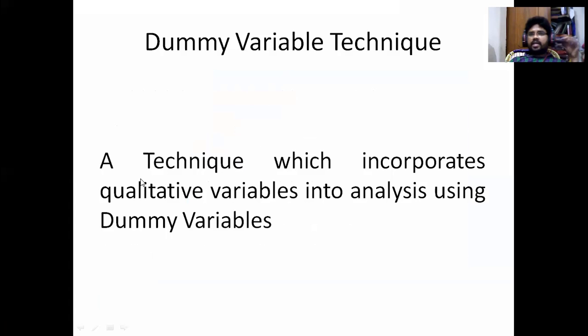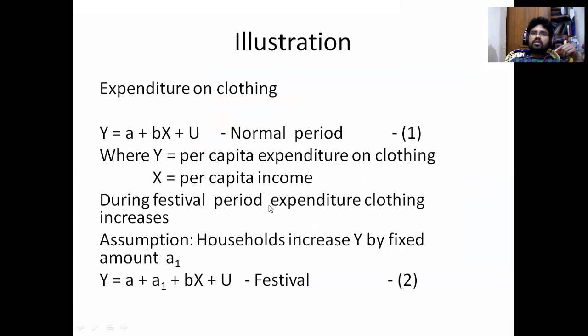The dummy variable technique is a technique which incorporates qualitative variables into the analysis using dummy variables. For example, if you write an equation for the expenditure on clothing, that is Engel's law. Y is equal to a plus bx plus u, that is a normal period. Here y is the per capita expenditure on cloth, a is the intercept, b is the slope of x. What is x here? Income.